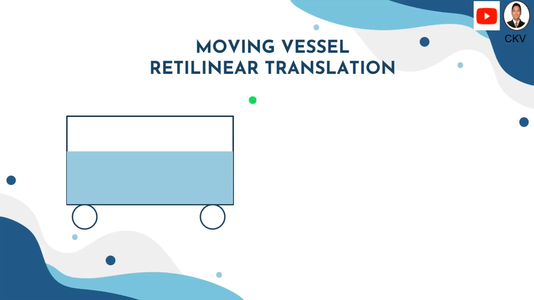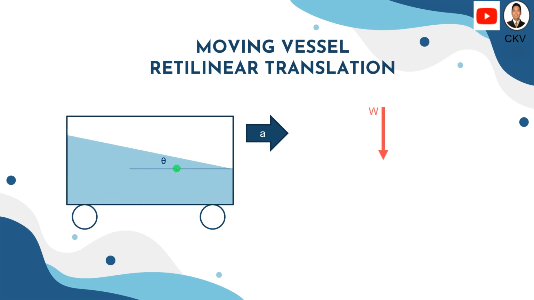For rectilinear translation, let's say we have here a moving vessel having a constant acceleration. So the tendency of the fluid inside this vessel is that the liquid surface inside that container will tilt at a certain degree. So our liquid surface will have an angle of tilt from the horizontal. So we mark that as theta.